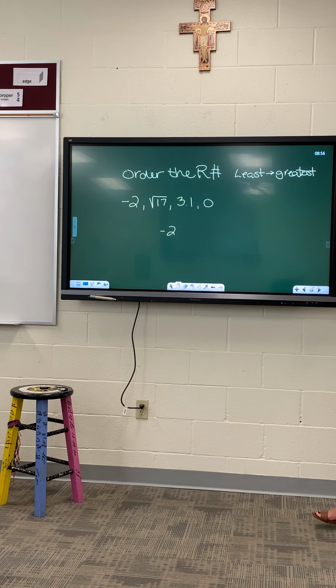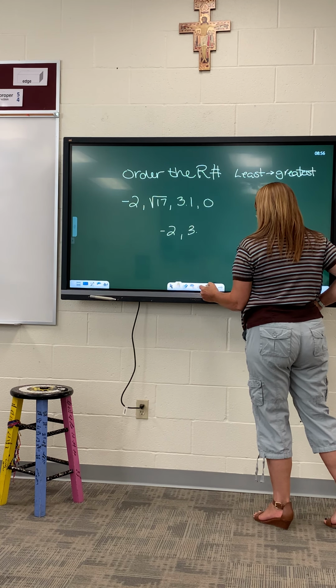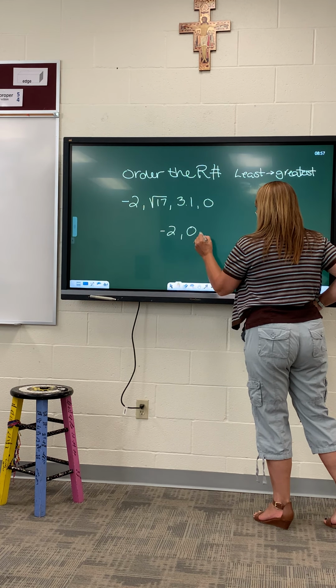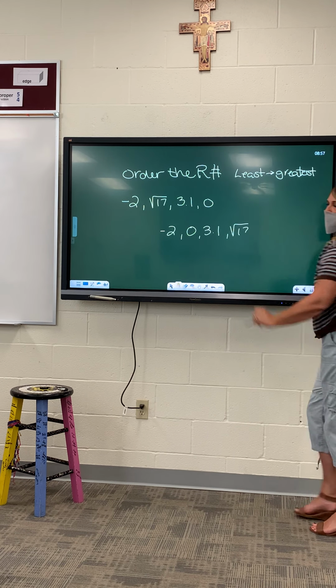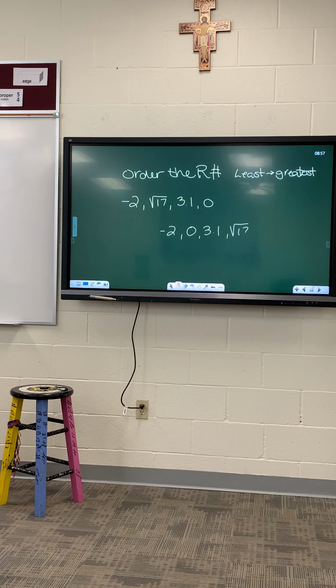Are you gonna keep going? 0 would come next. And then 3.1. Right here, 0. And square root of 17. How do you know the square root of 17 is there? Because if you multiply 3 by itself, it will only be like 9. Or I'm thinking, well, that's close to square root of 16, so it's 4 point something, right? Yes, that's it. Okay.